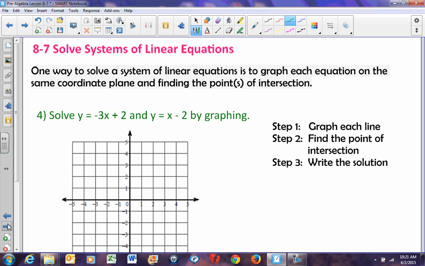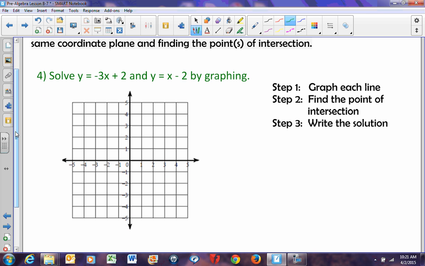So we're going to solve y equals -3x plus 2 and y equals x minus 2 by graphing. The first thing we're going to do is graph each line. These are nicely written in slope-intercept form. So I'm going to number my equations. This is equation 1, and this is equation 2. In equation 1, my slope is -3, and my y-intercept is 2. In equation 2, there's no number in front of x, which means the slope is 1, because if there's no number in front of a variable, it is always an assumed 1. My y-intercept is -2. Make sure you remember the sign goes with the number.